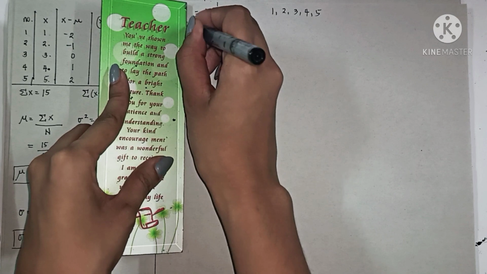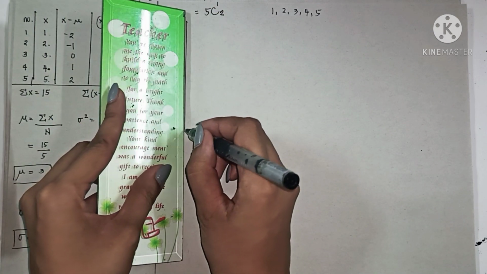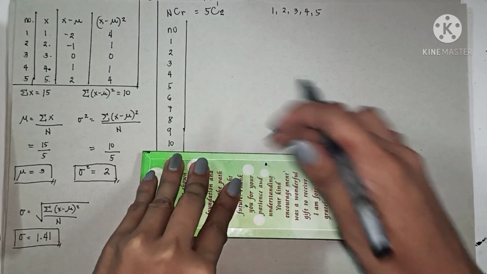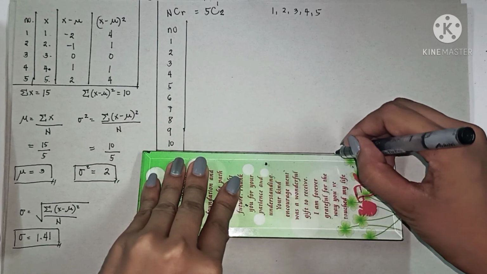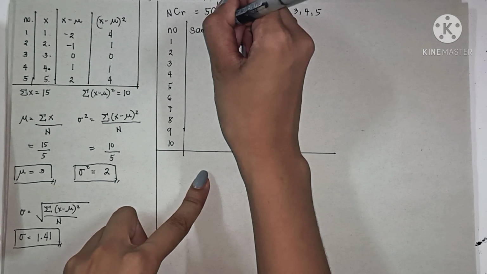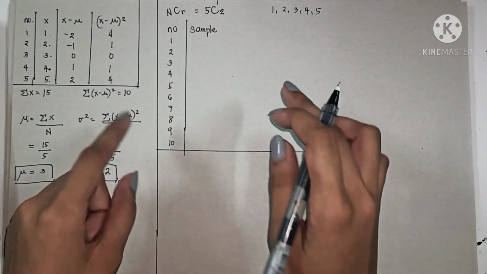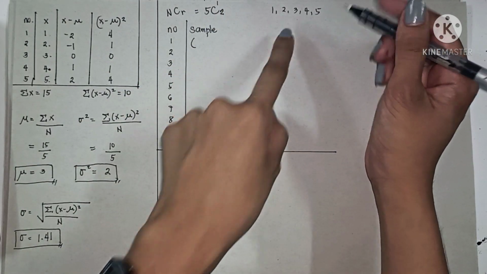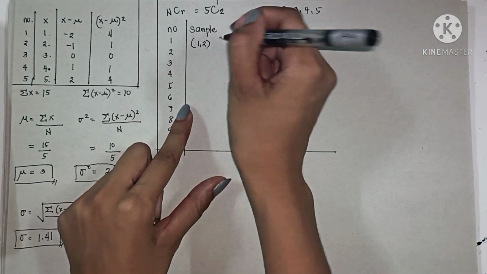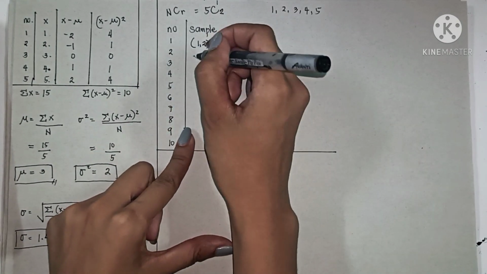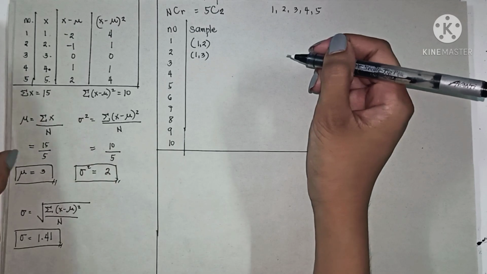So, ano-ano yung combinations na yon? Ano-ano yung samples na yon? Okay? So, yung sample natin, so sample size of 2. So, first is 1, 2. Okay? 1, 2. So, next is 1, 3.